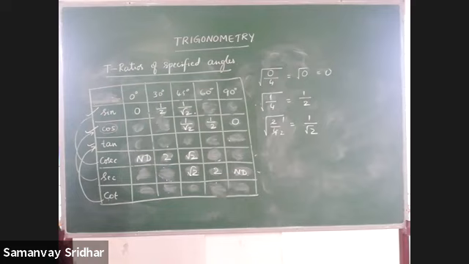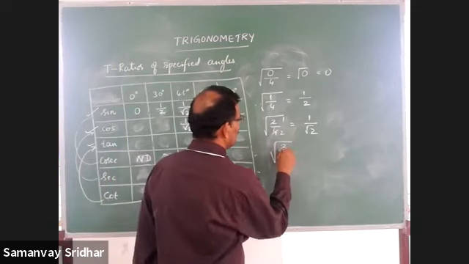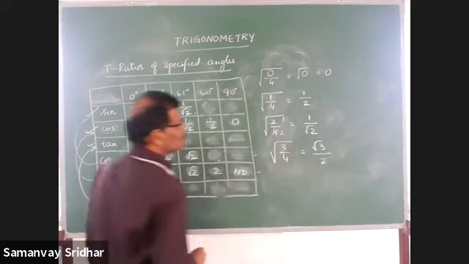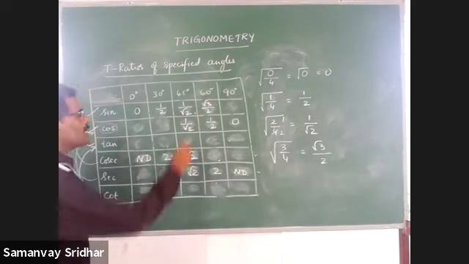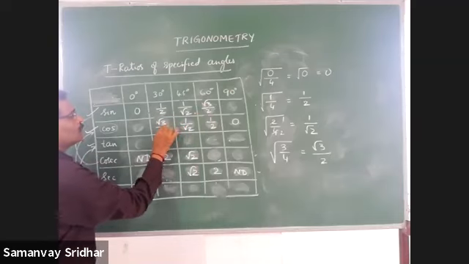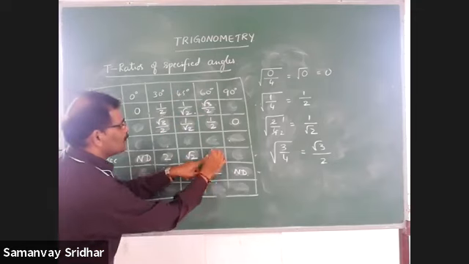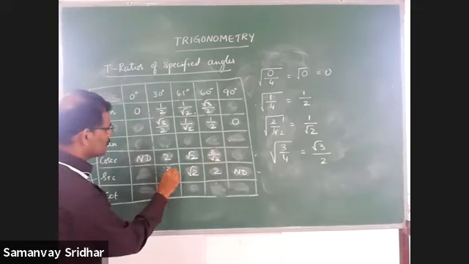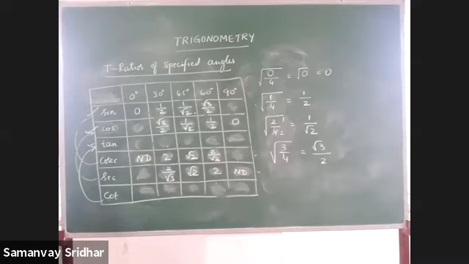Got this? Then sine 60, next number is what? 3 by 4. For 3, there is no square root. For 4 it is 2. Therefore, I can say that it is root 3 by 2. When it is root 3 by 2, cos in reverse order is root 3 by 2. Then cosec is the reciprocal of that, 2 by root 3. Finish. Got it? Clear?